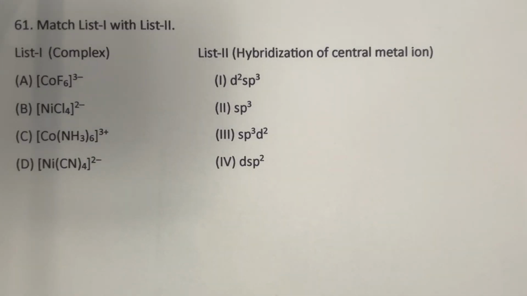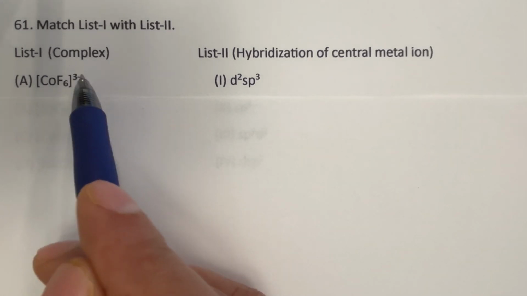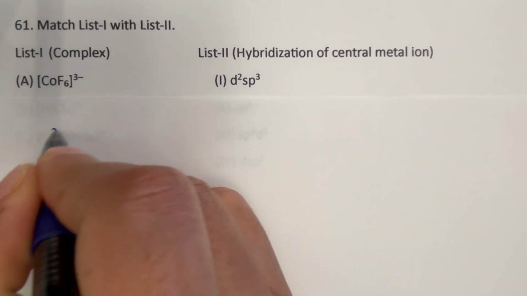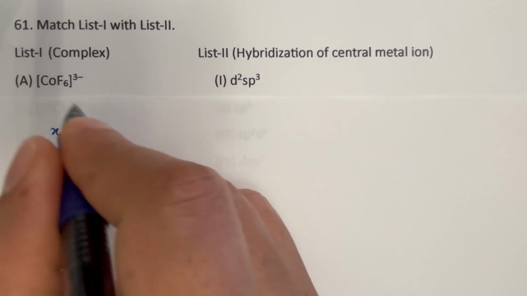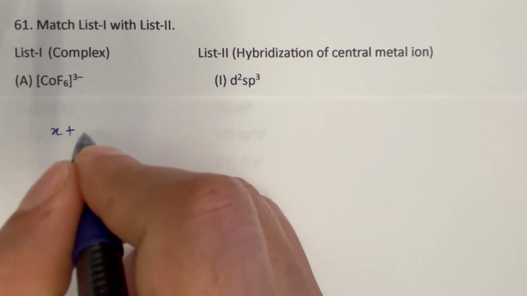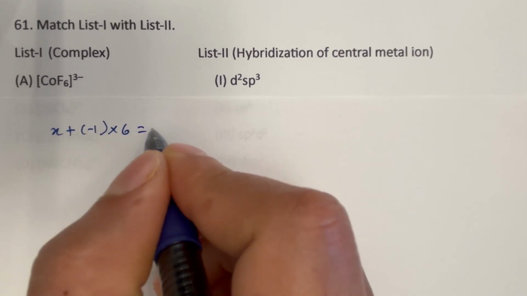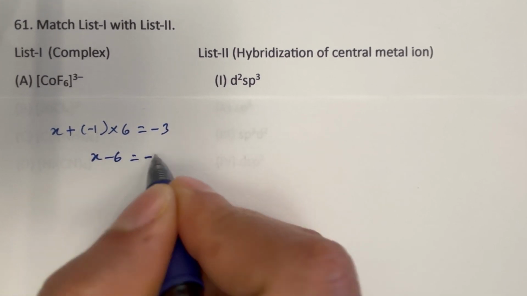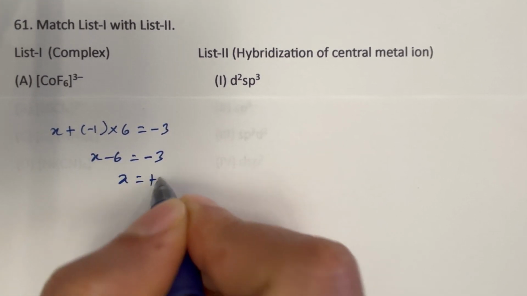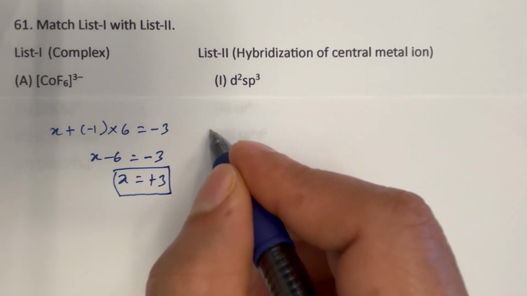We have a cobalt complex with fluorine as the ligand, and the net charge given here is 3 minus. Therefore, X plus we have 6 ligands and for each fluorine atom we can put minus 1. Therefore, minus 1 times 6 is equal to minus 3. Therefore, X minus 6 is equal to minus 3. Therefore, X is equal to plus 3. This means that the oxidation state of cobalt is plus 3.